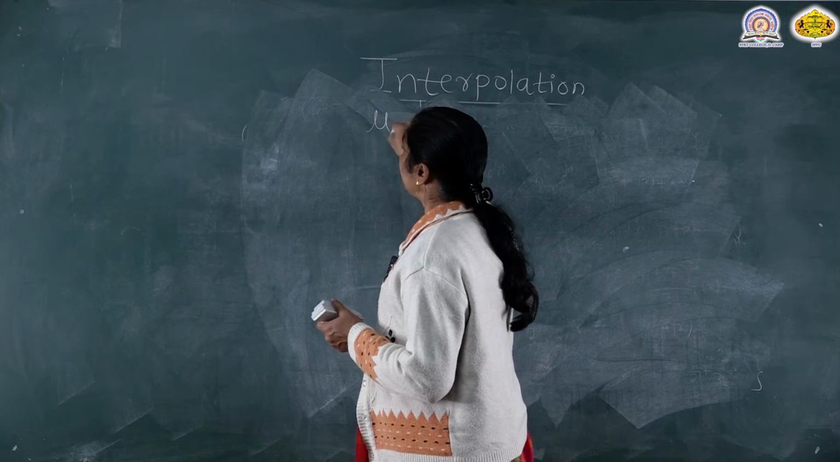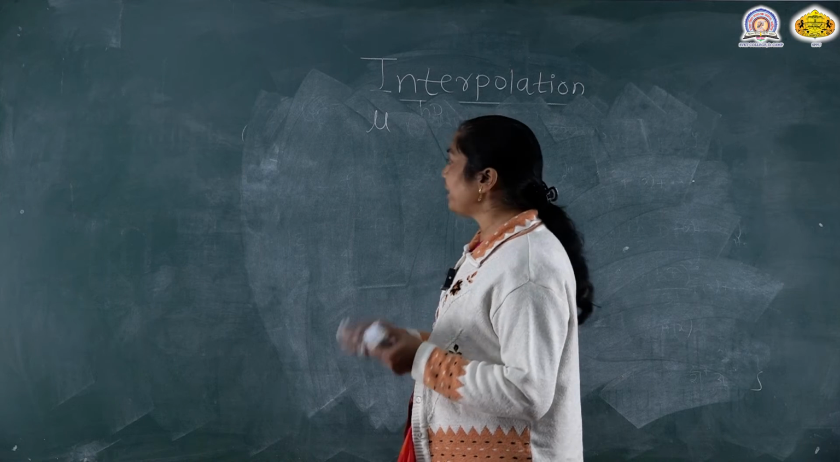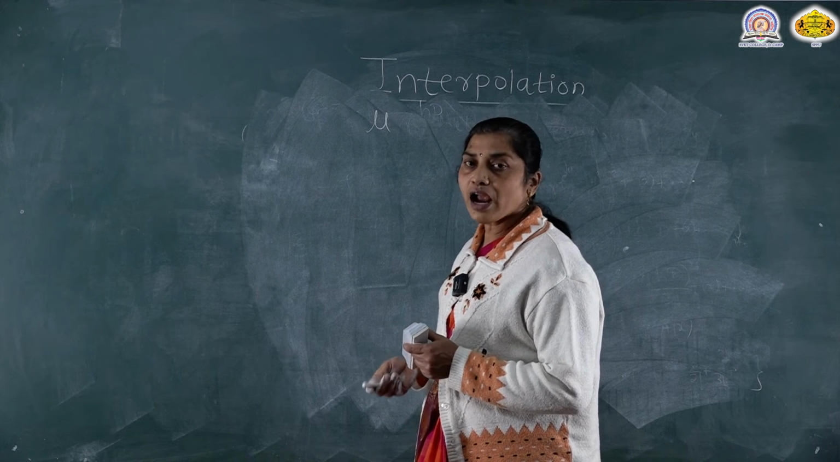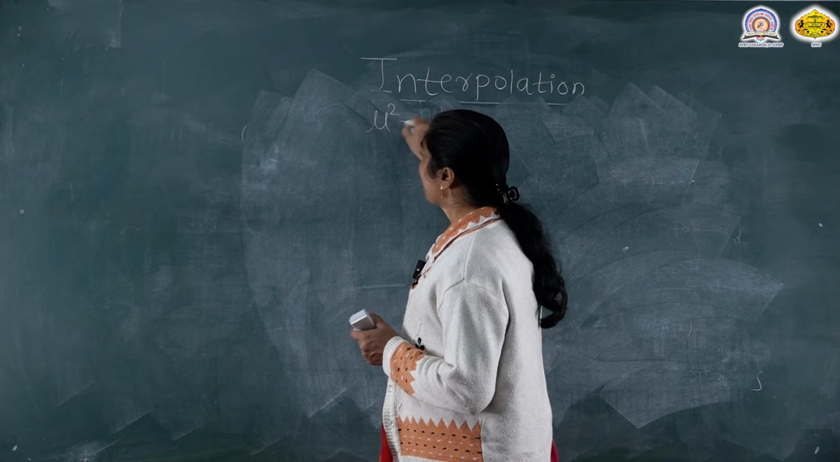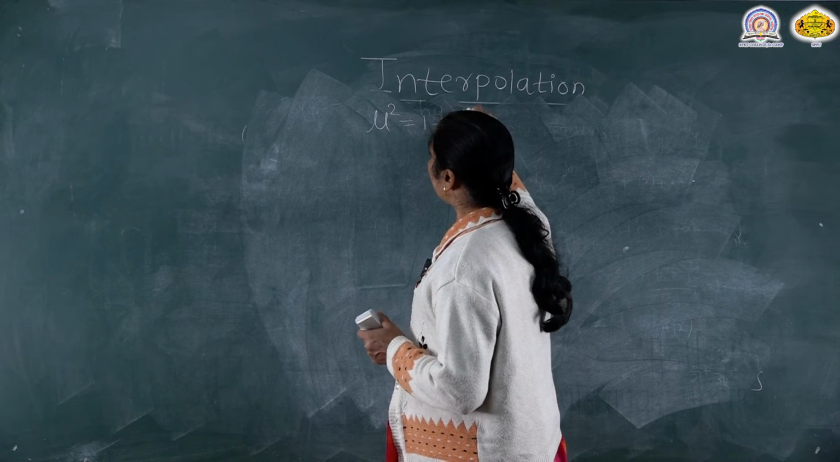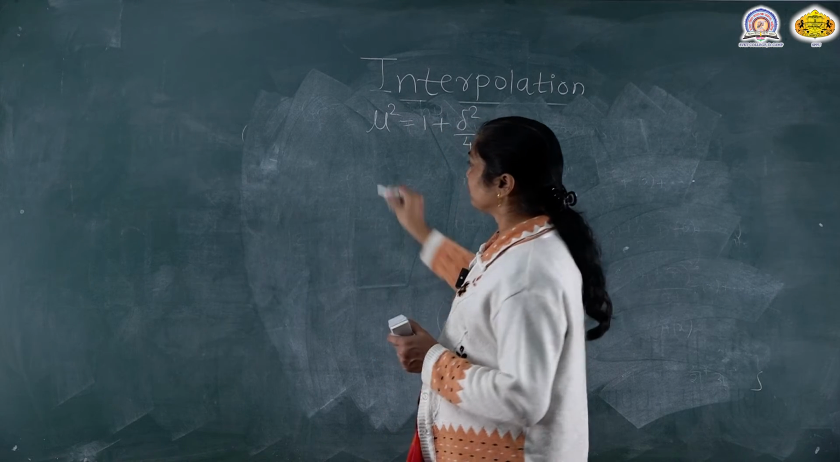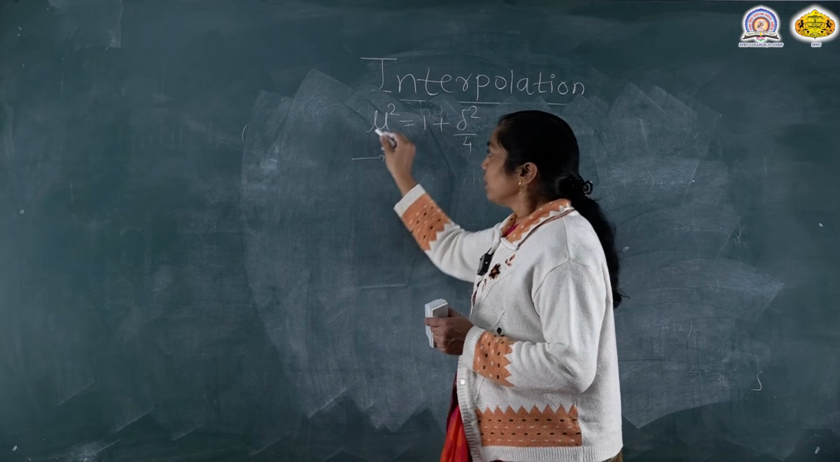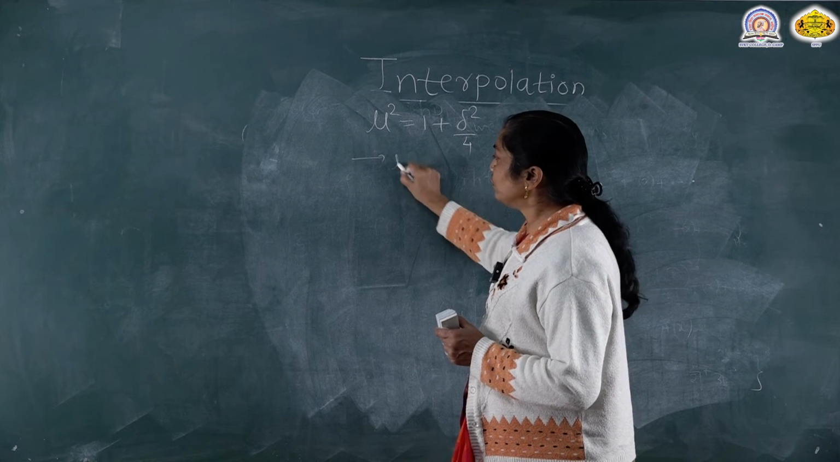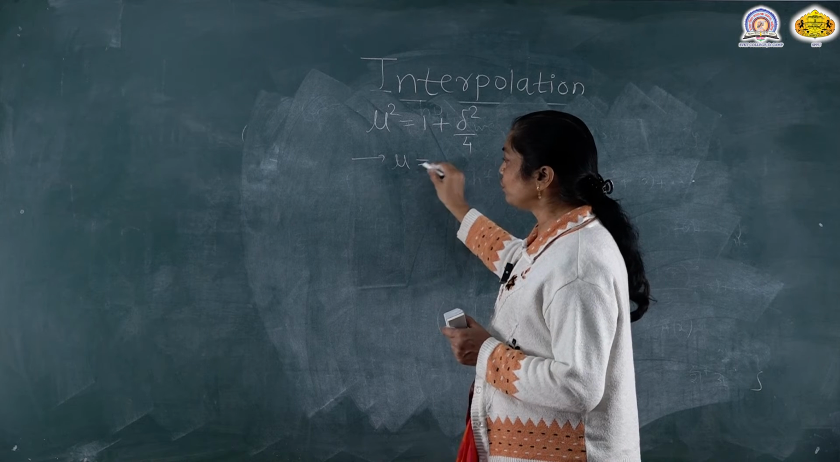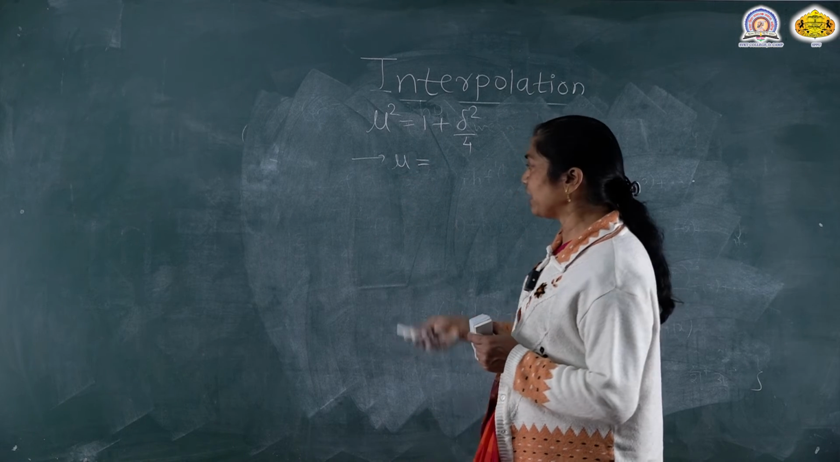The next operator is the relation between mu and delta. Mu is the mean operator and delta is the central operator. So we want to prove that mu square is equal to 1 plus delta square by 4. See what is mu square. So we will consider mu. We know the formula for mu, we have just proved the relation.